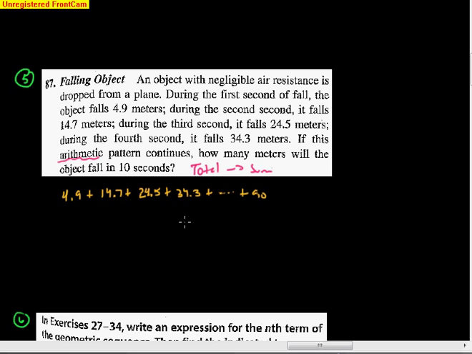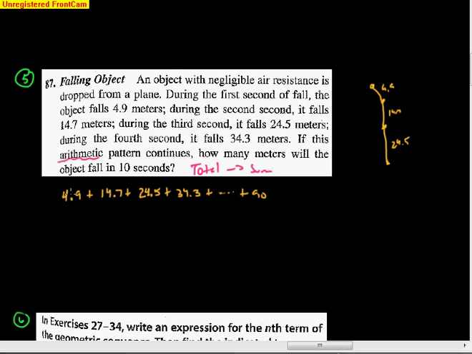Because this is the distance they fall in each second, so to find the total distance, you would add them all together. Okay, it's not the total distance from the beginning, it's the distance during each second. So a picture would be, here's my object, and as it's falling, it goes 4.9, and it's here. And then it goes 14.7, and it's here. And then it goes 24.5, and it's here. Okay, so that's the idea, that each second it's falling a different distance. So we're looking for that total distance.